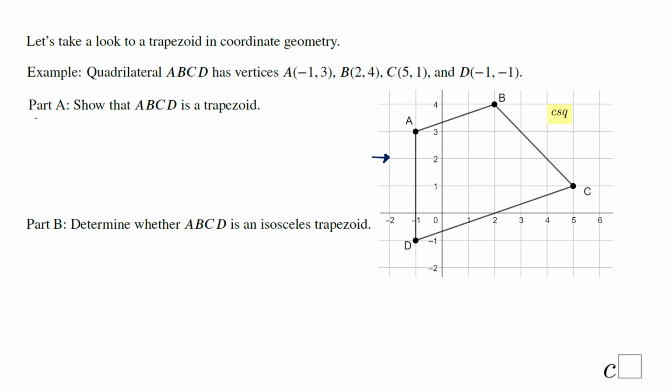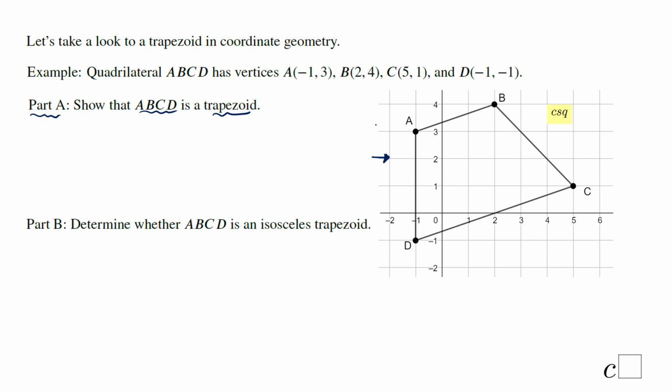In part A, we need to show that this ABCD is a trapezoid. So we need to find those two parallel bases. And the only one they look like in this case are these two guys. So let's see, are these two guys parallel segments? And I'm going to erase it. Let's just not do it because we didn't prove it yet.